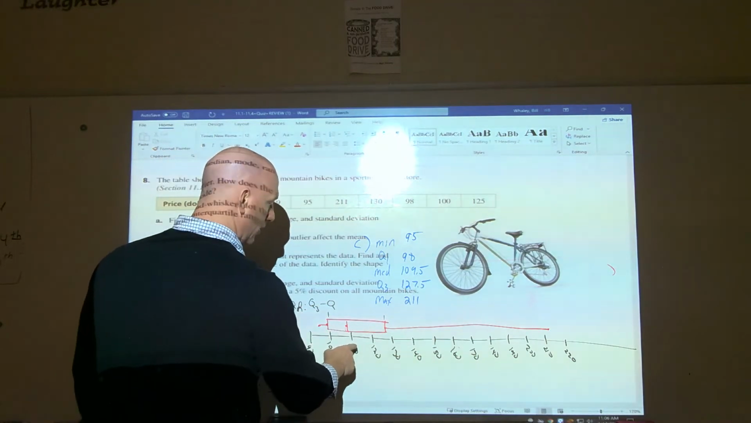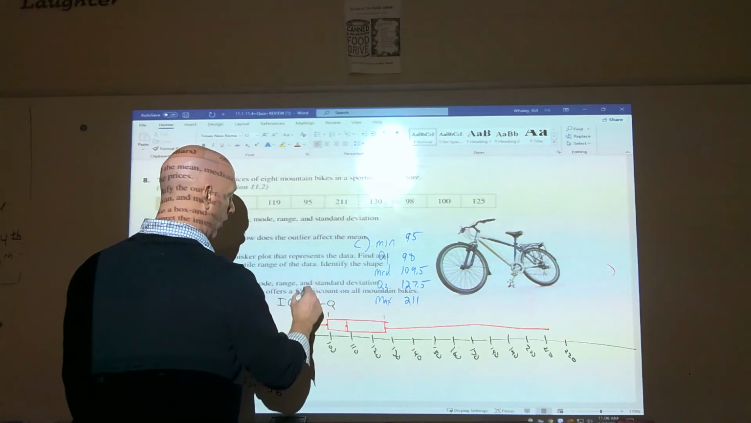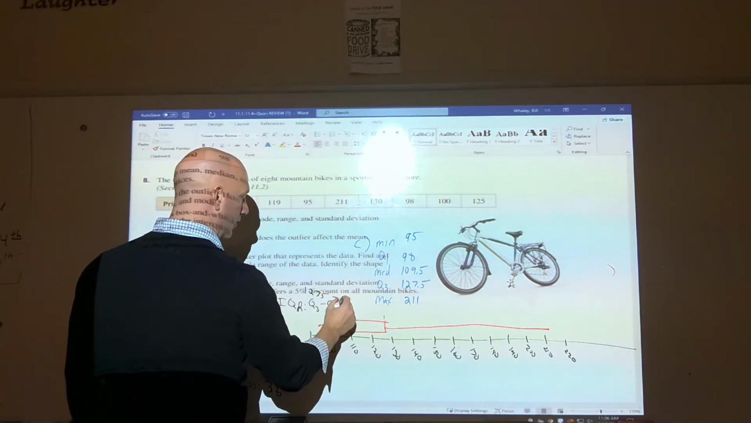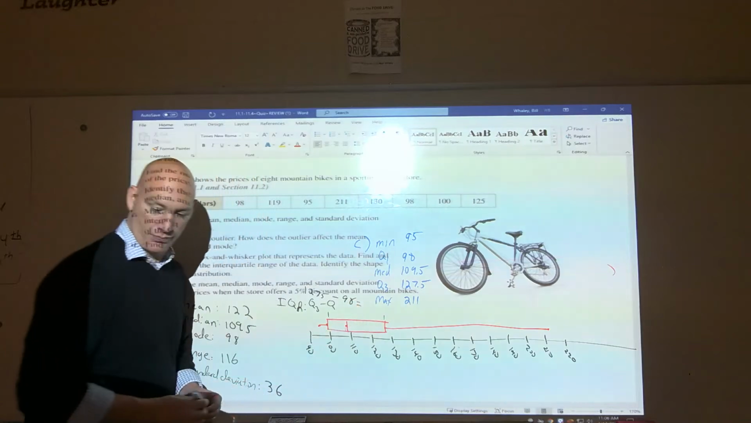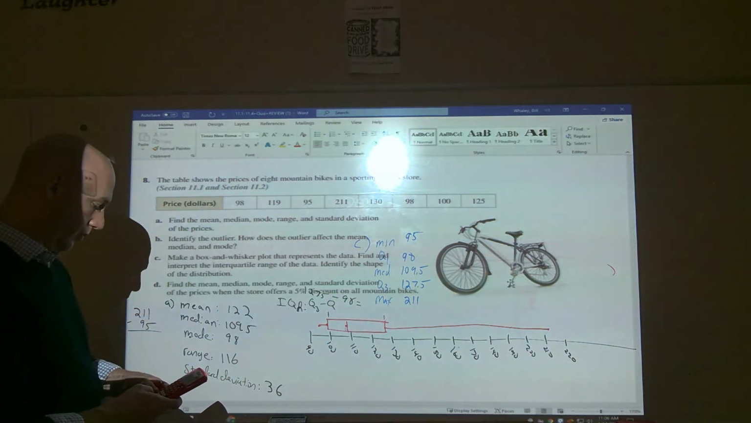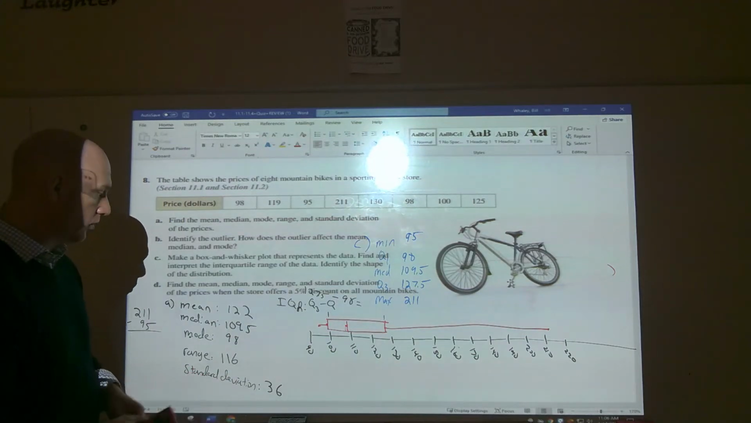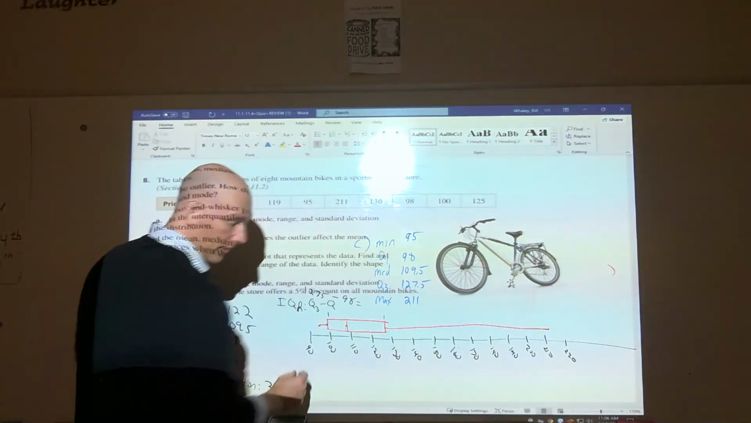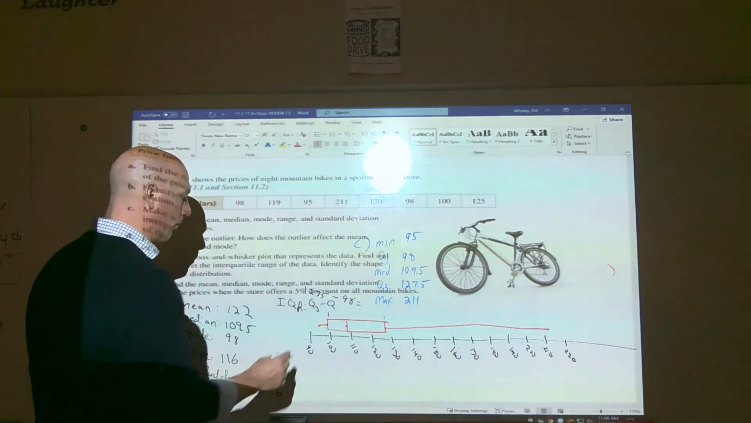In this case, it is 127.5 minus 98. Use a calculator. 127.5 minus 98. 29.5. So our interquartile range is 29.5.